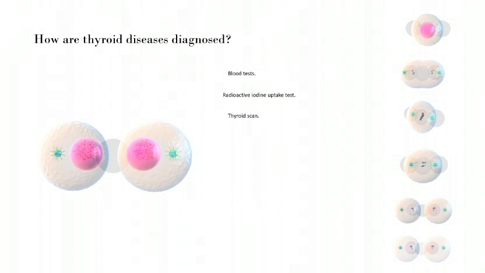And then the thyroid scan. The thyroid is scanned to check whether the thyroid gland is healthy or not. Then comes the thyroid ultrasound. Ultrasound is done to check for thyroid diseases.